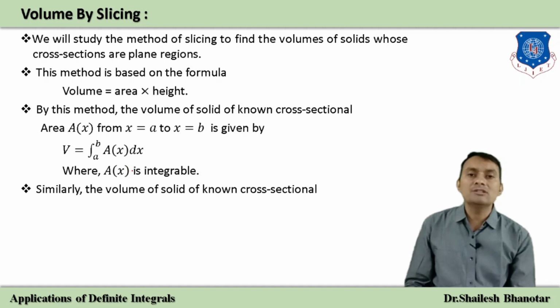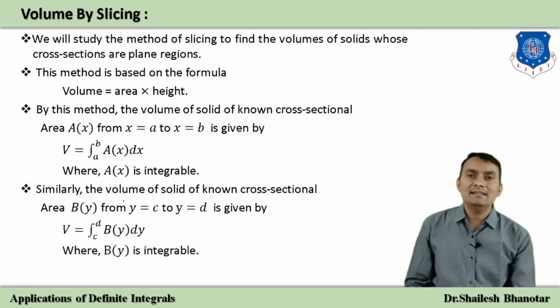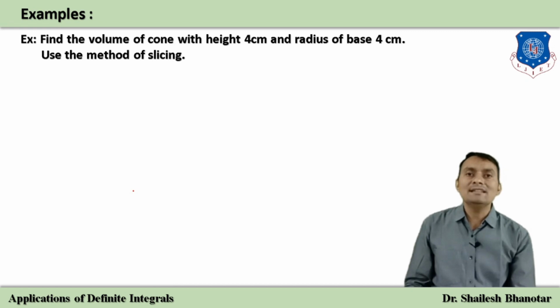Similarly, the volume of a solid of known cross-sectional area A(y) from y equals c to y equals d is given by V equals the integral from c to d of A(y) dy, where A(y) is integrable. Let us first understand a simple question based on the volume by slicing method.